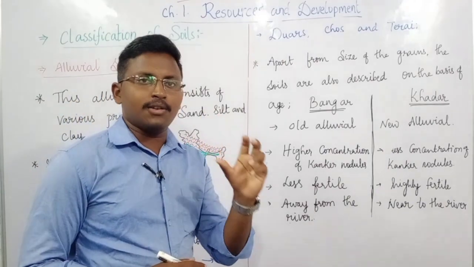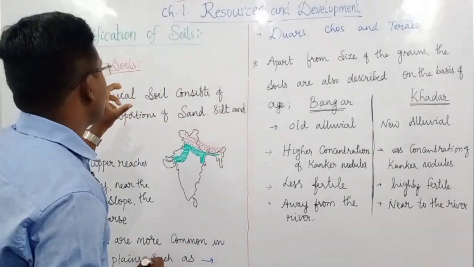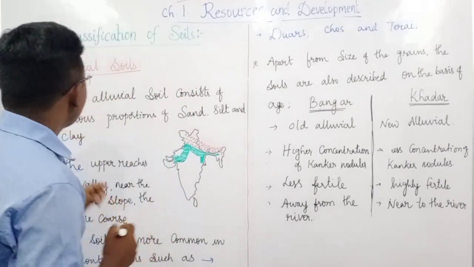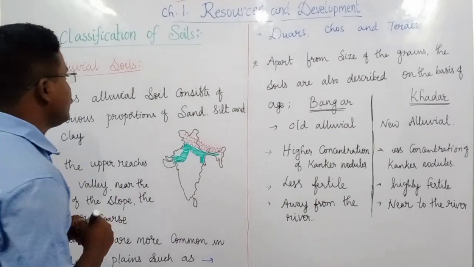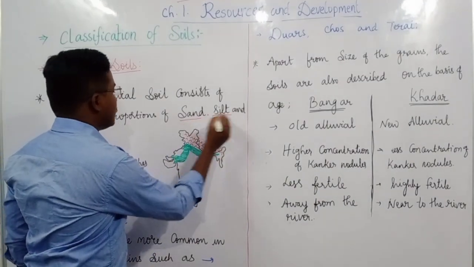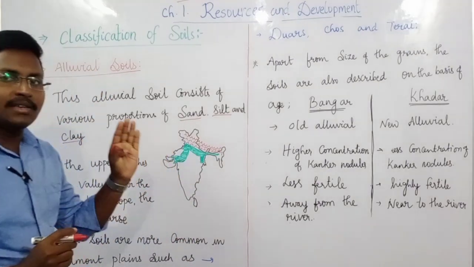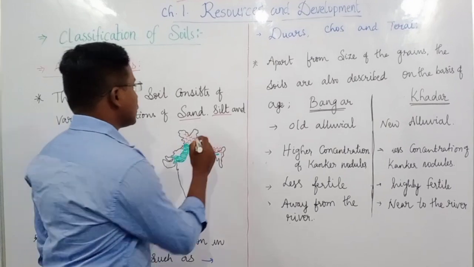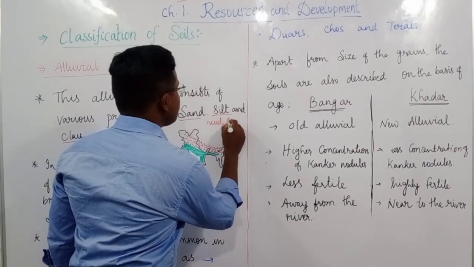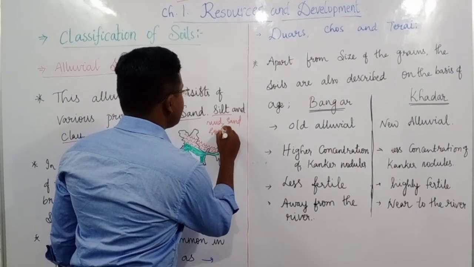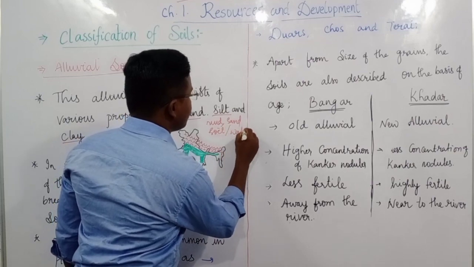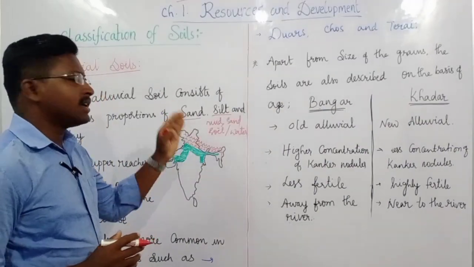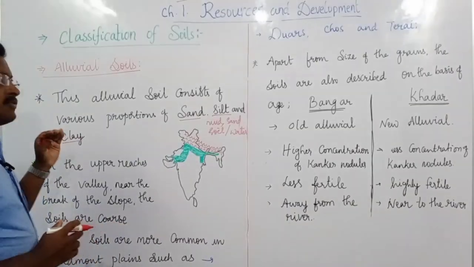What are the components of soil that are present in these alluvial soils? Mainly components such as sand, silt and clay are present in these alluvial soils. We all know what sand is. Silt is something like mud, sand and soil which is carried through the water and deposited in a particular place. If it is deposited in a particular place, we call it silt, and it also consists of clay.